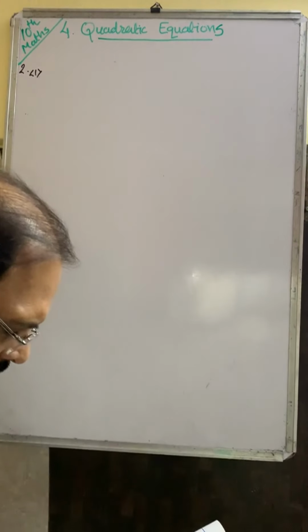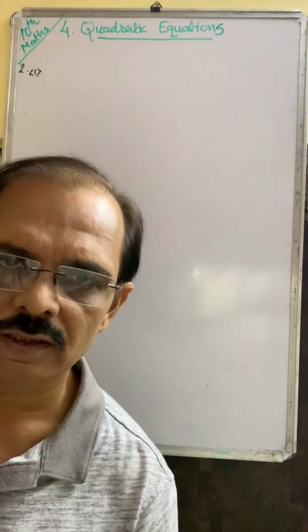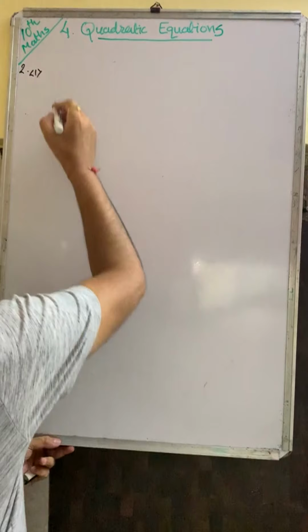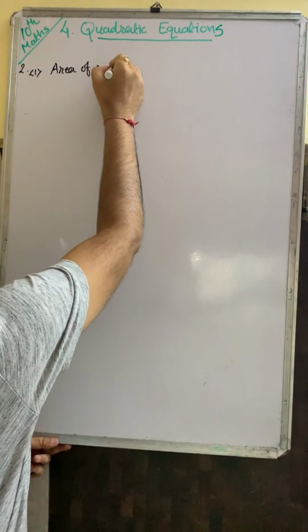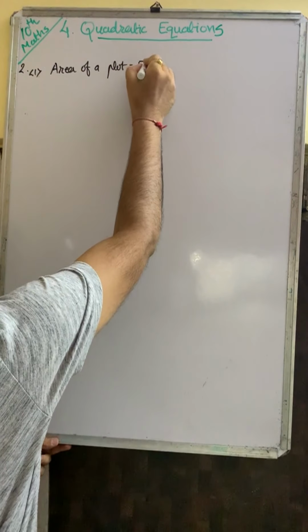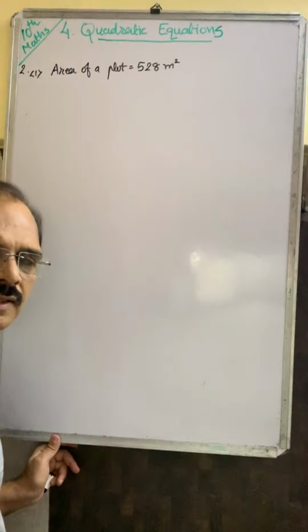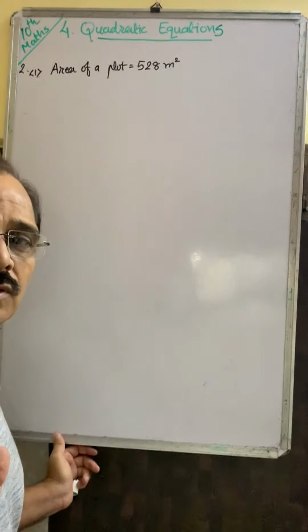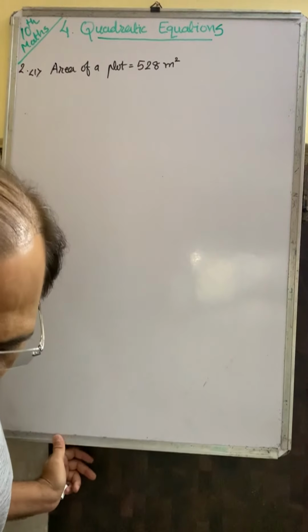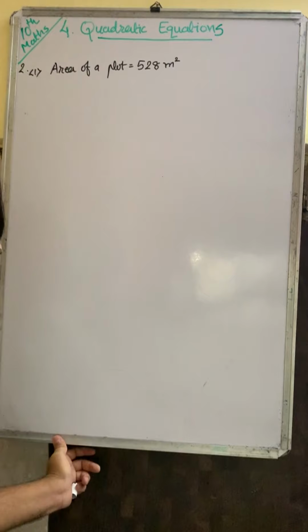First question: the area of a rectangular plot is 528 square meter. You know that the area of a rectangular plot is length into breadth. Remember, you have to suppose only x, not y. The length of the plot is one more than twice its breadth.